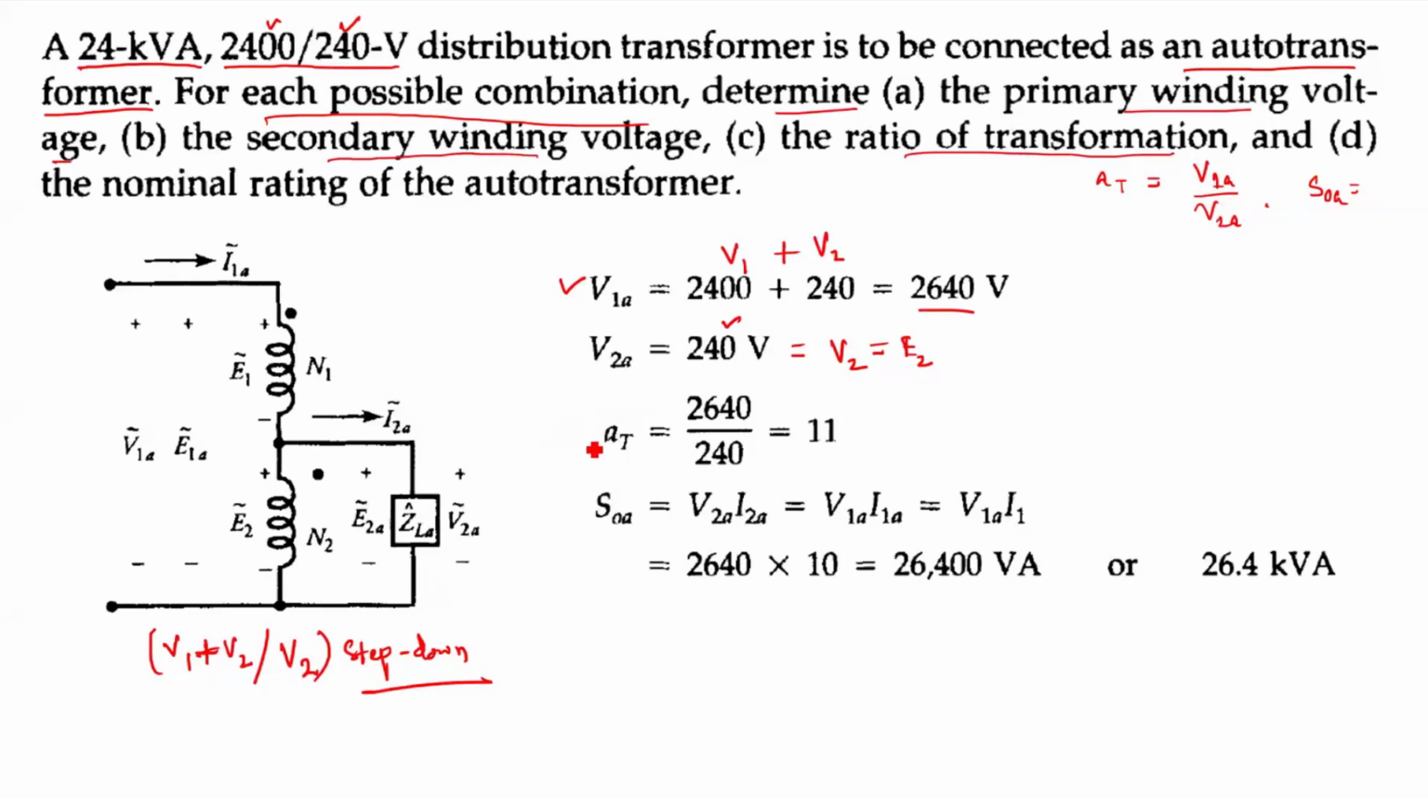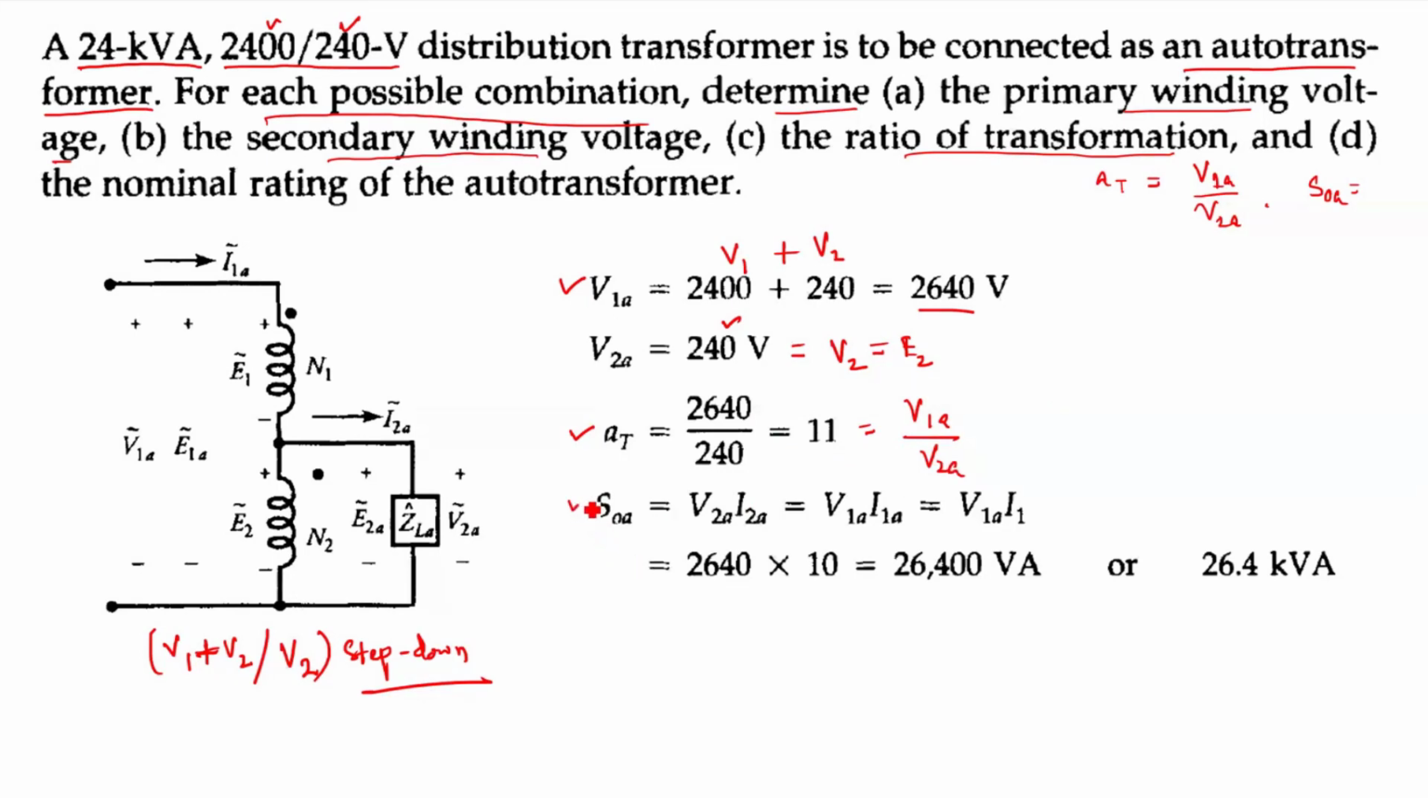Then the transformation ratio of the autotransformer will be V1A by V2A. So V1A by V2A, that is nothing but 2640 by 240, that is equal to 11, right? So that is nothing but 1 plus A.